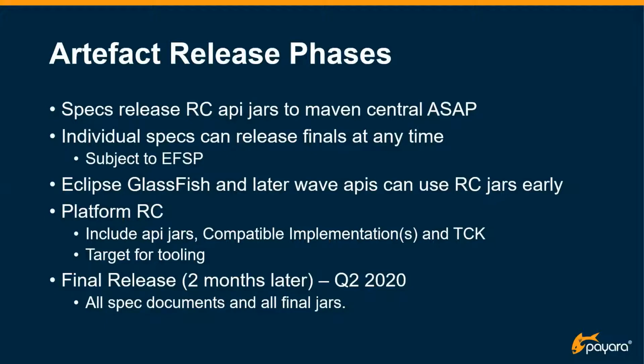We're looking at a date in Q2 2020 for the final release, and that means we'll be looking for an RC date, probably Q1 2020, to get some API jars in people's hands so that they can play with them and target implementations, etc. So again, these dates are going to get a bit more nailed down in the next week. We have to give a projected date by next Tuesday, I believe, just before Christmas, and we'll put that into a release plan.